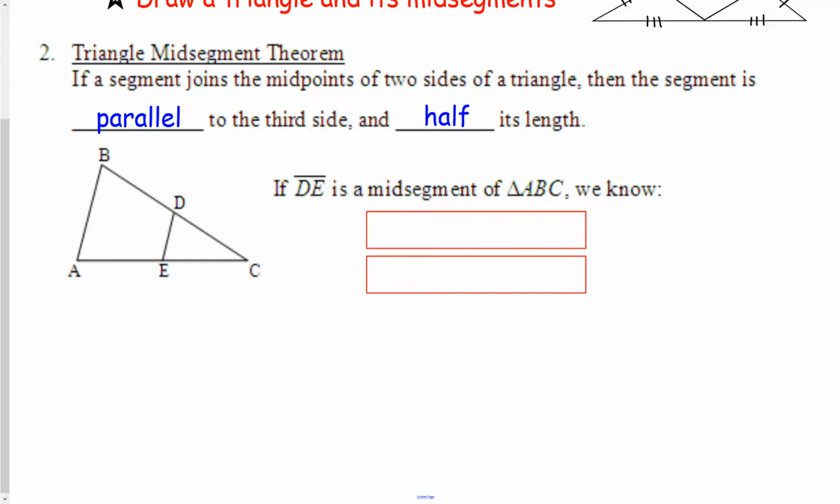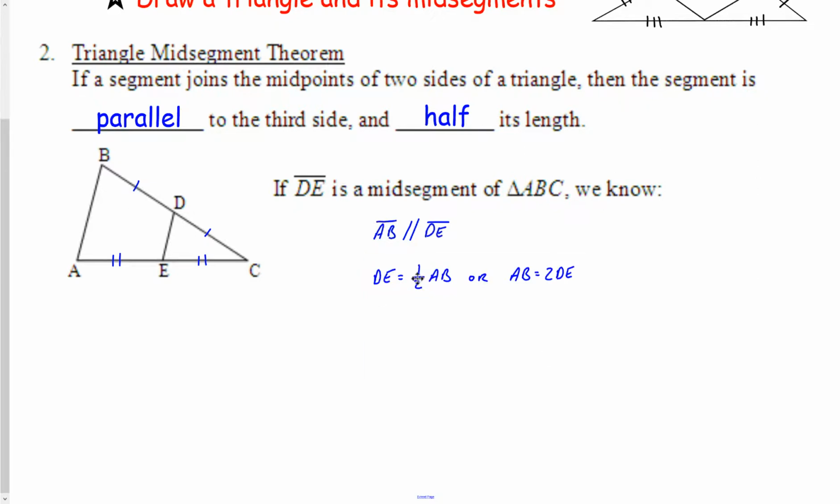So if we're given in our diagram that segment DE is a midsegment of triangle ABC, we could also be shown that visually in the diagram by knowing we have the congruent parts as I've just drawn in. We would be able to make a couple of conclusions using this theorem. We would first be able to say that segment AB is parallel to segment DE, so that midsegment is parallel to that third side. And also, we would be able to say that the length of DE is half the length of AB, or just using a little bit of algebra, multiplying both sides by 2, we'd be able to say that AB is 2 times the length of DE.